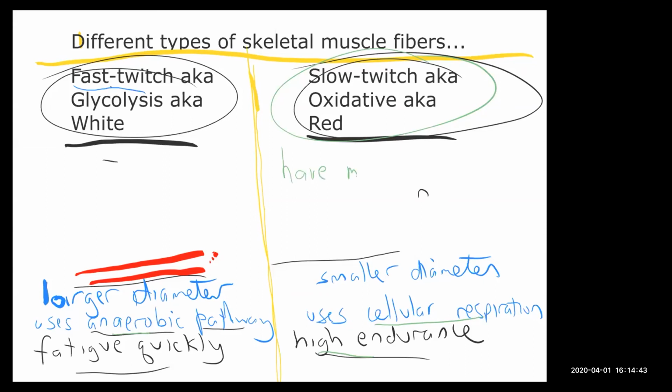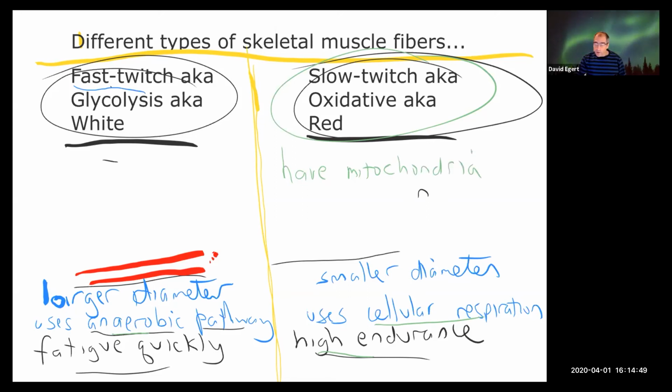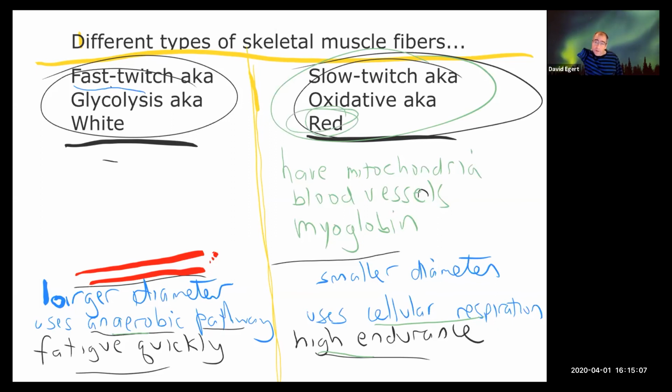Mitochondria. Totally, mitochondria. And you're going to have more blood vessels coming in to supply the oxygen. There is an oxygen binding molecule called myoglobin in the cell that is what makes it red. It's why it's red fiber. Myoglobin is like hemoglobin, except it's localized in the muscle. So this binds oxygen in the tissue. So these are things that would be specific to slow twitch because they use aerobic pathways.